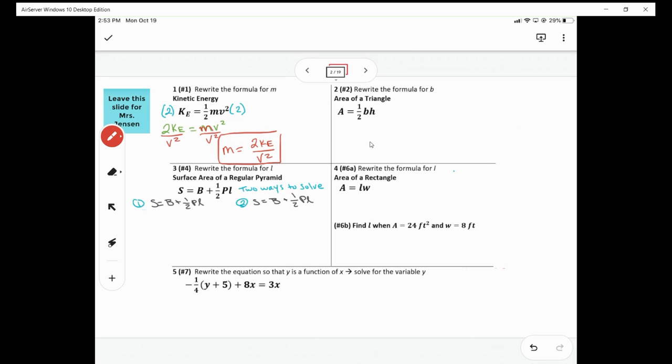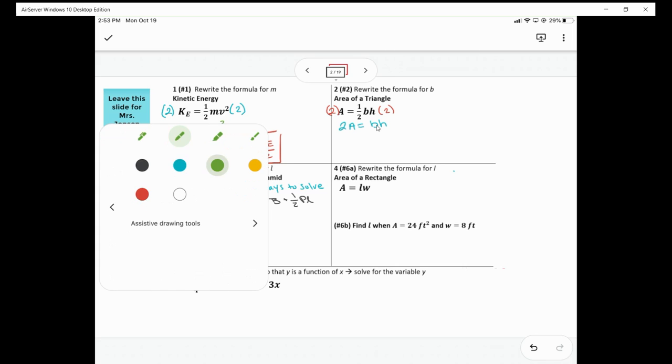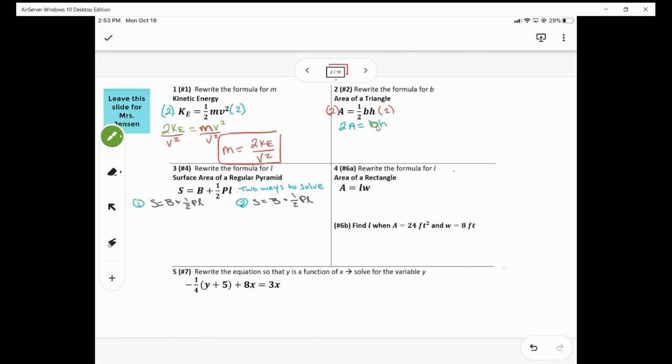Number 2, for the area of a triangle, we want to solve for b. So again, we want to eliminate the fraction first, so multiply both sides by 2. So we have 2 times a equals b times h. Now we want to solve for b. So right now we're multiplying b times h, so to solve, we'll divide by h. So b equals 2 times a divided by h.